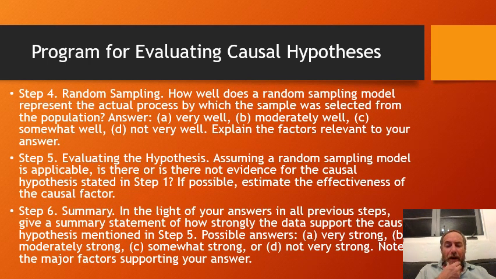Okay, step four. So how well does the random sampling model represent the actual process by which the sample was selected from the population? And you can give a range of answers: very well, moderately well, somewhat well, not very well. Again, in this sort of design, it's going to be very well. A randomized experimental trial does a great job of estimating random sampling.